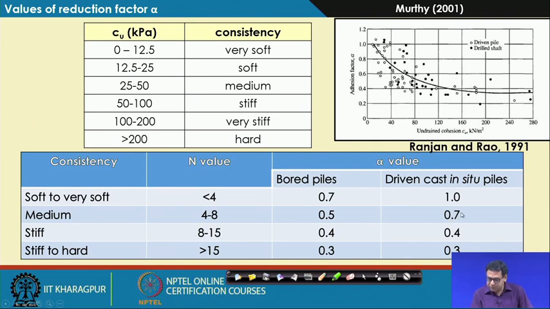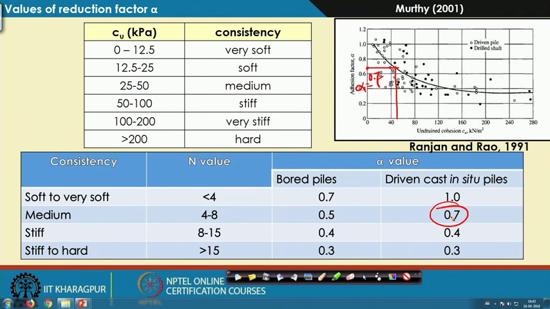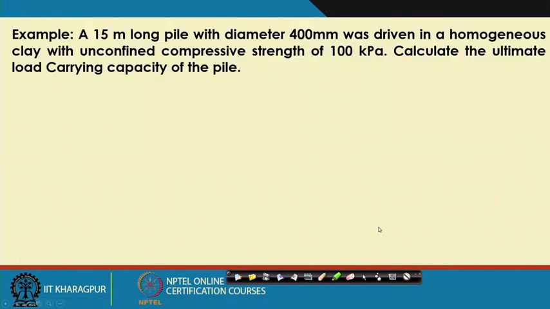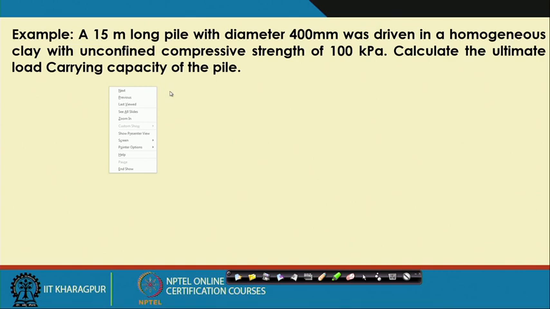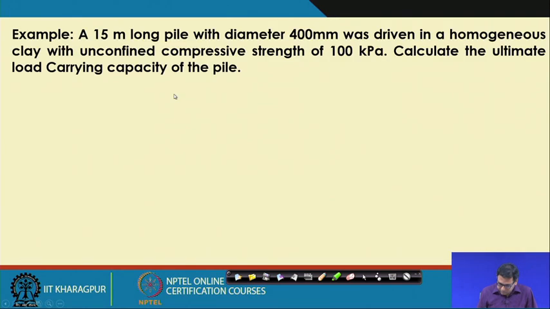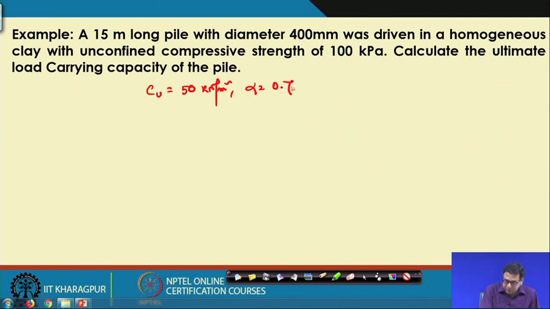If I even use this chart, here also 50 will be somewhere here. So, corresponding to the 50, it is also around 0.7. Okay. So, from the chart also I am getting 0.7, from the table also I am getting 0.7. So, that is why I am taking 0.7 as the alpha value. So, my Cu value is 50 kilonewton per meter square, alpha value is 0.7.